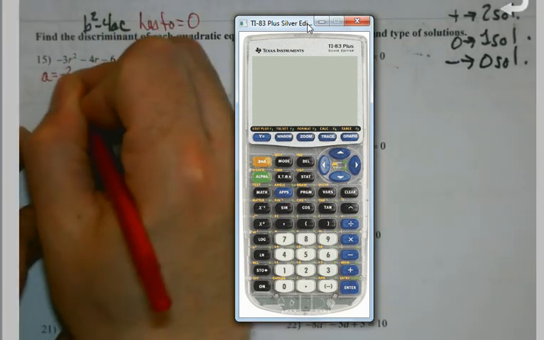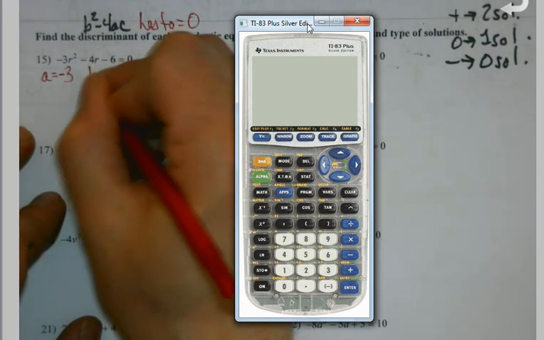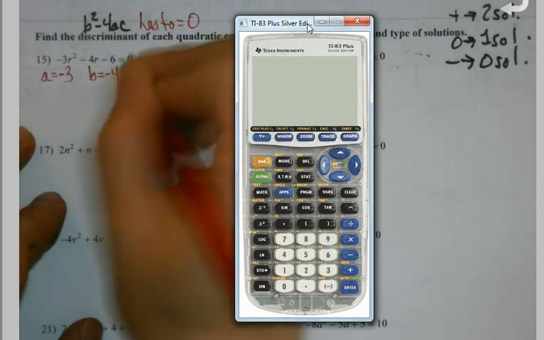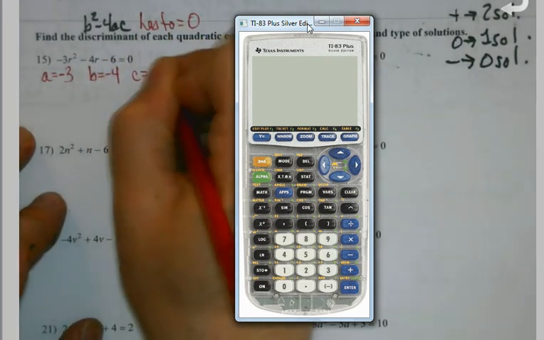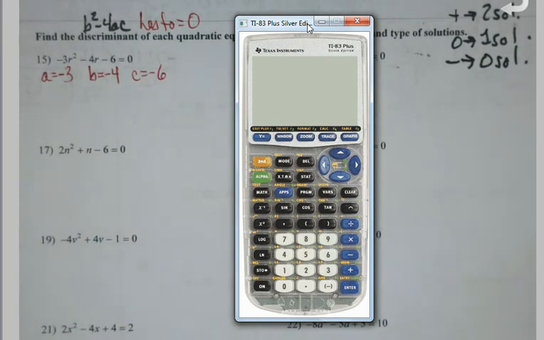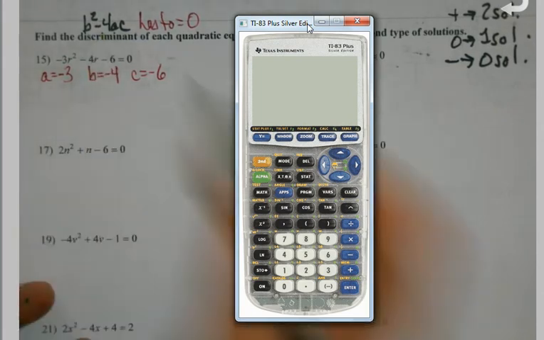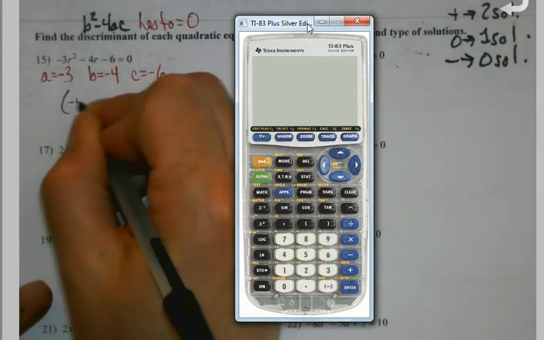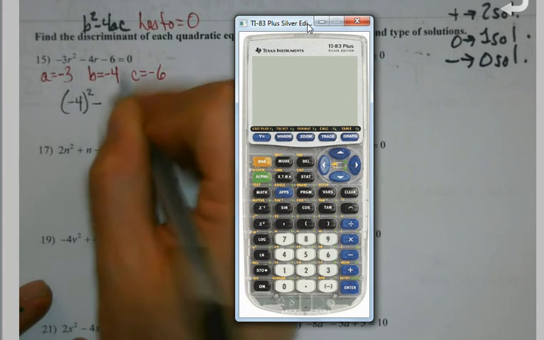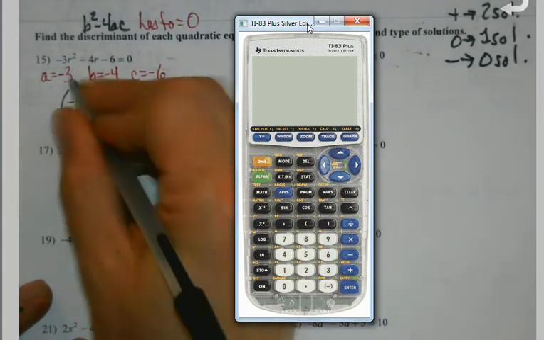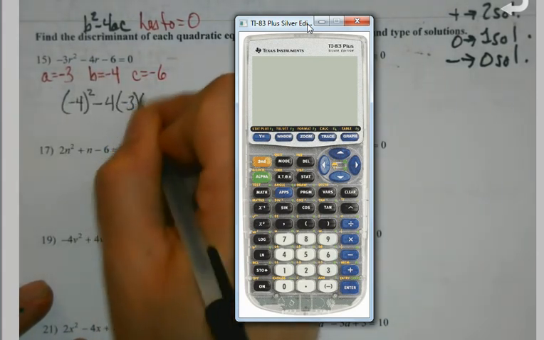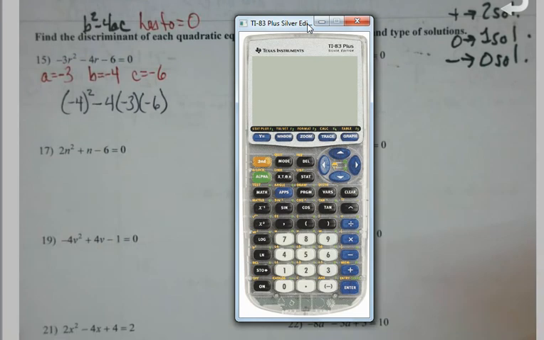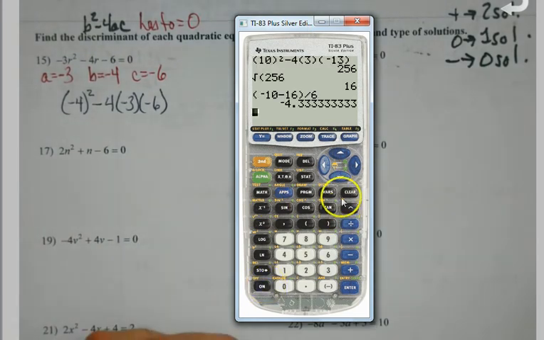So my A is negative 3. My B is negative 4. And my C is negative 6. So once I have it, I don't have to do the big thing anymore. It's just this: B squared minus 4AC. And once I get the value for that, I'm going to be done.